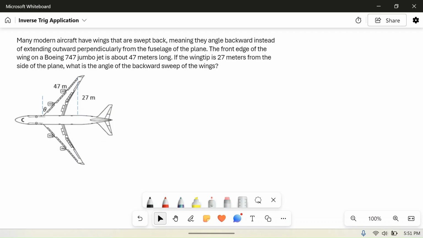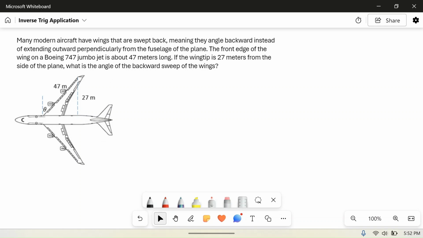Let's look at an application of our right triangle inverse trigonometry. Many modern aircraft have wings that are swept back, meaning that the wings angle backwards instead of extending straight outwards from a perpendicular direction from the fuselage, or the body of the plane.